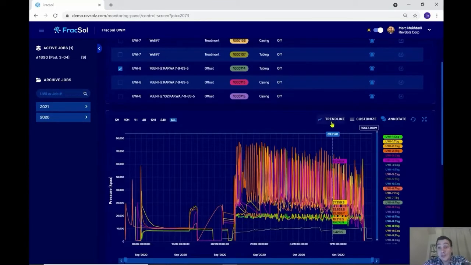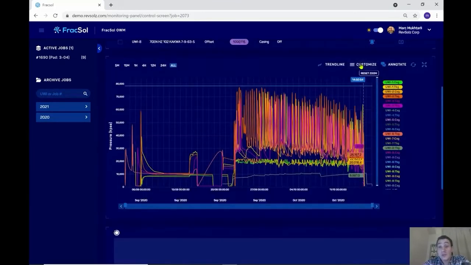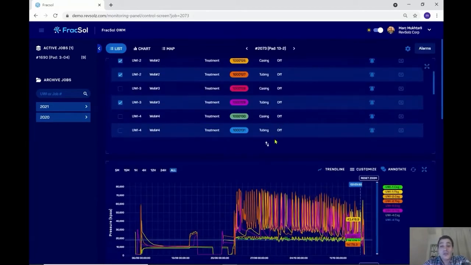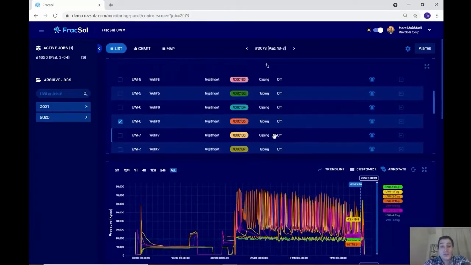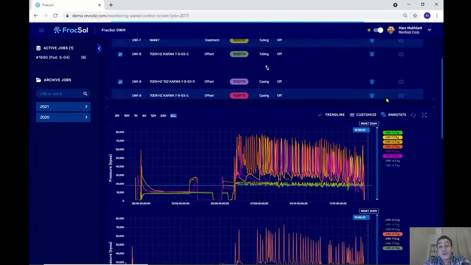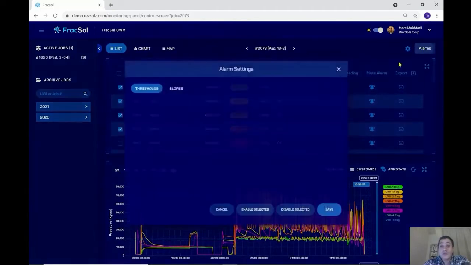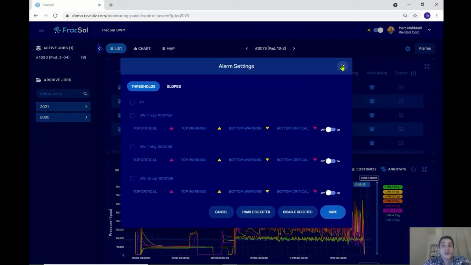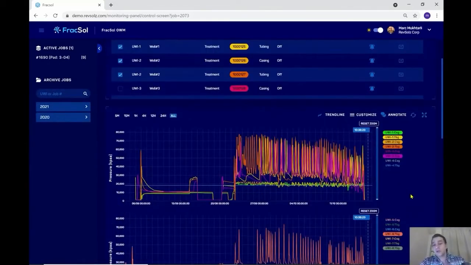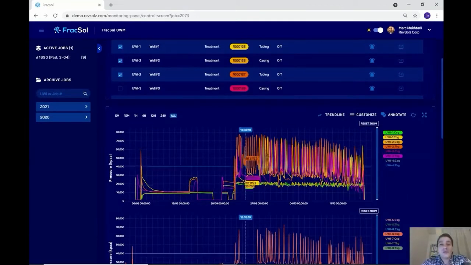And you can do a lot of trend lines, putting annotations on each well, and you can split the chart into 2 or 3 more charts where you can drag and drop wells from one chart to another chart for better visualization. You can also set alarms based on thresholds and slopes, where as soon as the alarms are triggered, you're going to receive notifications and emails from where you can take some actions.